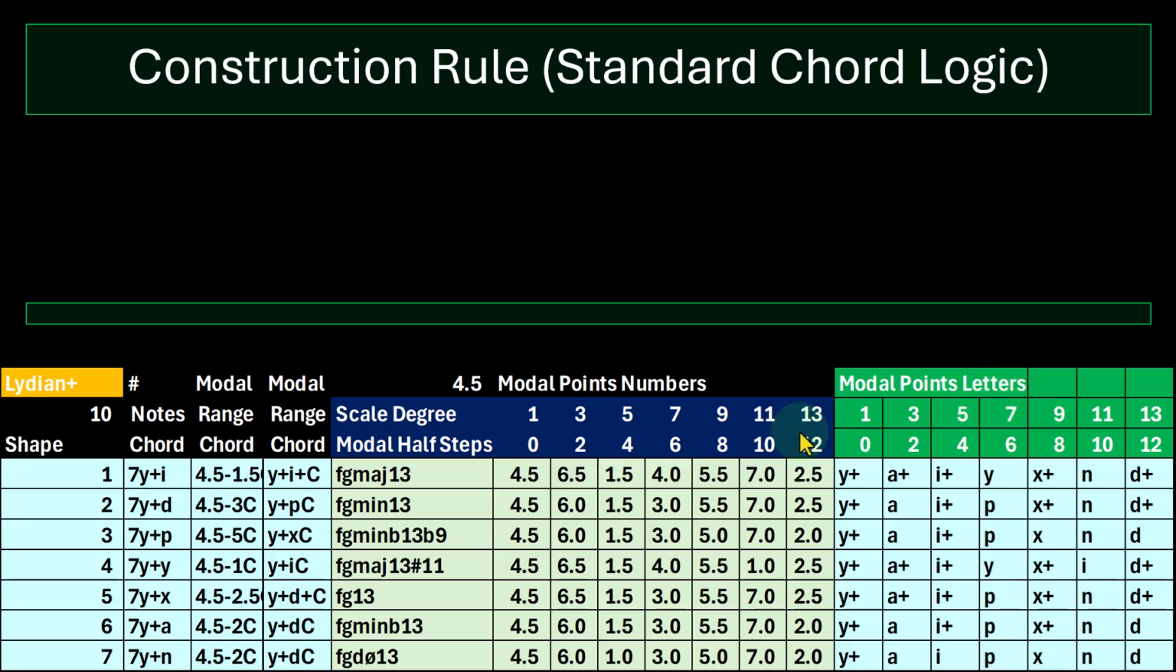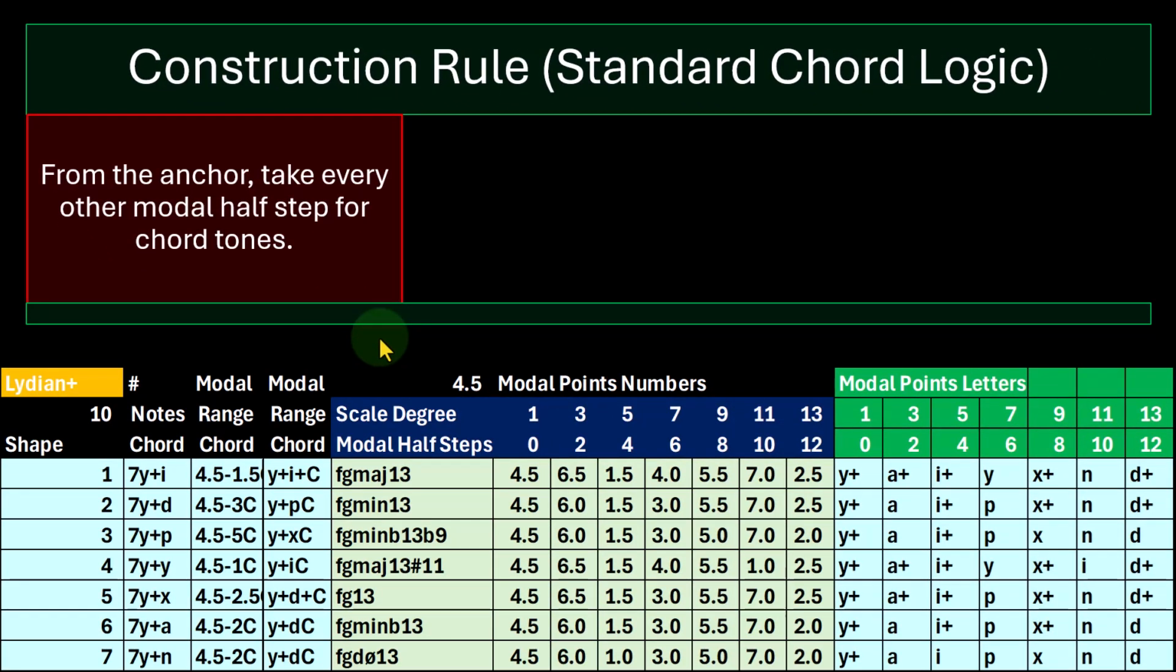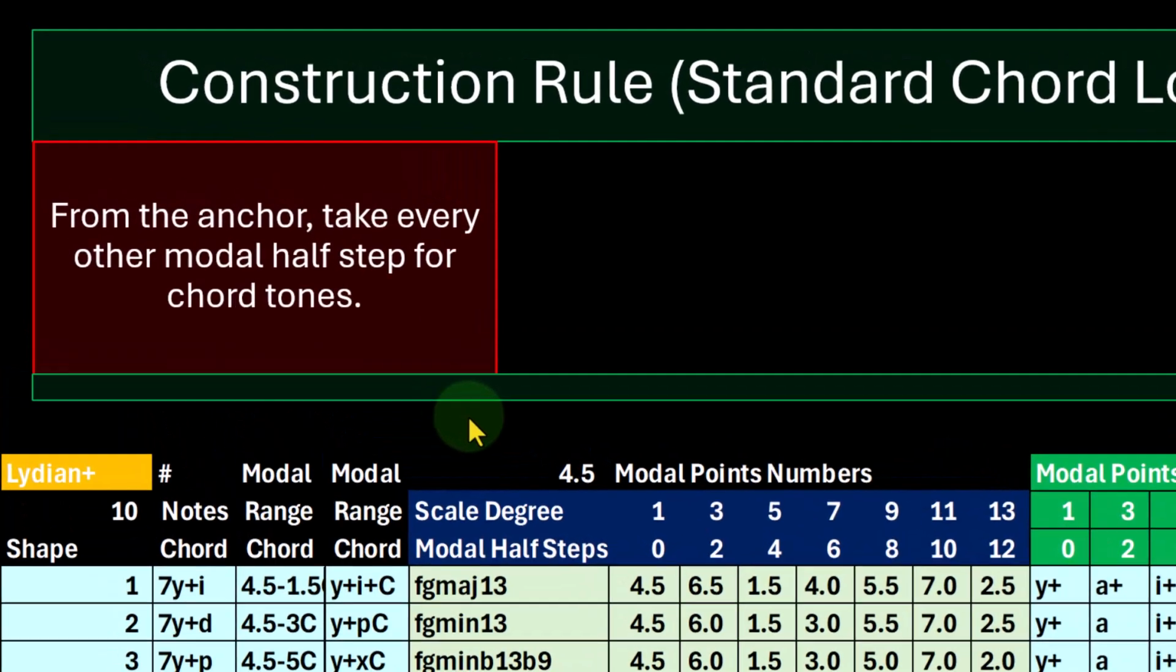So, construction rule, standard chord logic. From the anchor, take every other modal half step for the chord tones. How do you build a chord? You basically take whatever absolute modal number that we are on. If it's a Dorian, you start on the 2, and then you take every other note in the collection of notes: 2, 4, 6. So it would be Dorian, Lydian, Aeolian. Those would be the actual absolute modal points that you hold down to build the chord.